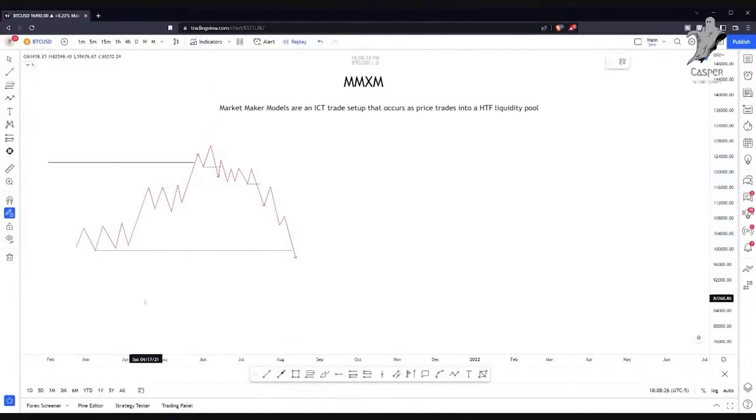Now, you can have targets lower, and this is where bias comes into play. But the model itself is this initial consolidation.